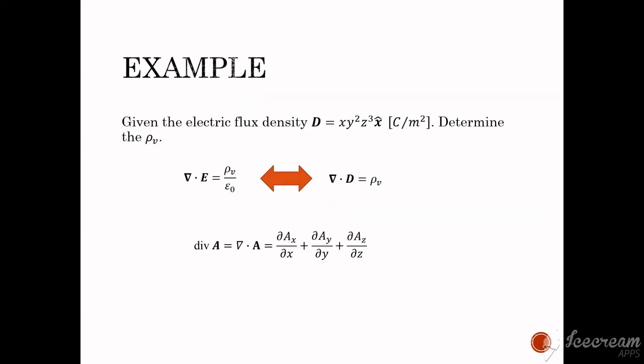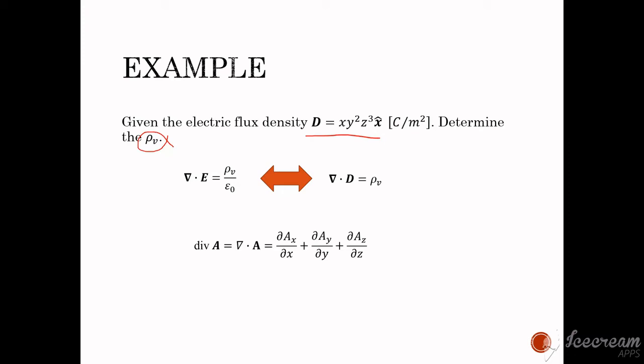Here is an example of using the differential form of the Gauss law. We are given the electric flux density D, we are not given the electric field. If you are given the electric field, you can just convert it to the electric flux density, or the other way around. Here we can use the differential form of the Gauss law to find the volume charge distribution.